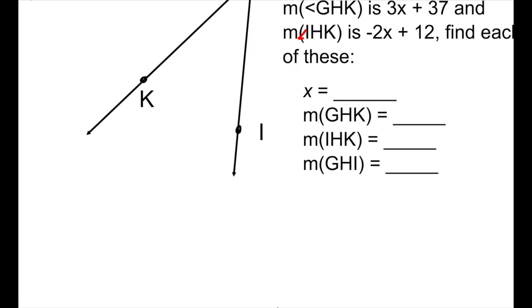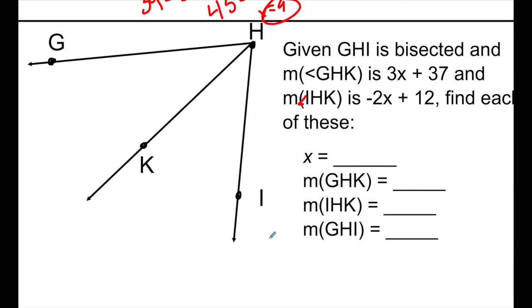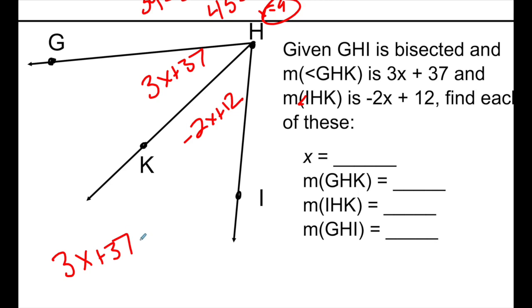All right, here we go. So I'm just going to extend this a little bit. So I have GHK. Let's fill in what I know: 3x plus 37, negative 2x plus 12. Now what do we know about these two? They are equal. So 3x plus 37 equals negative 2x plus 12. So let's solve for x.